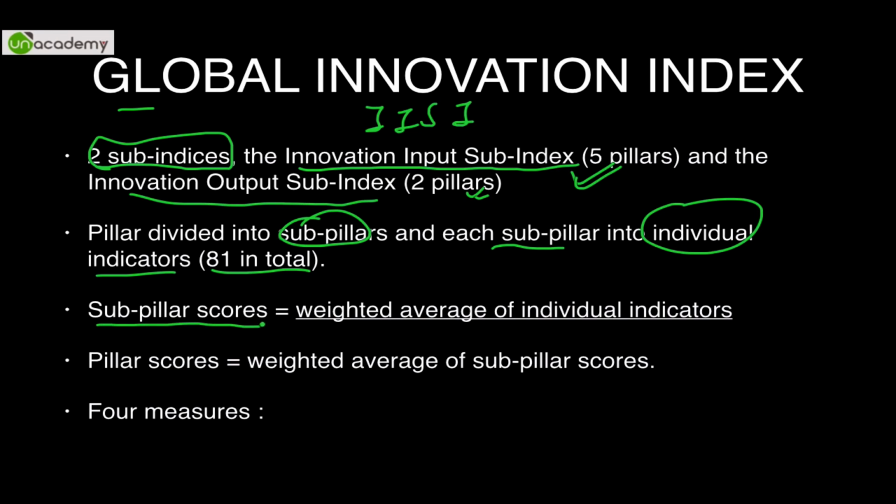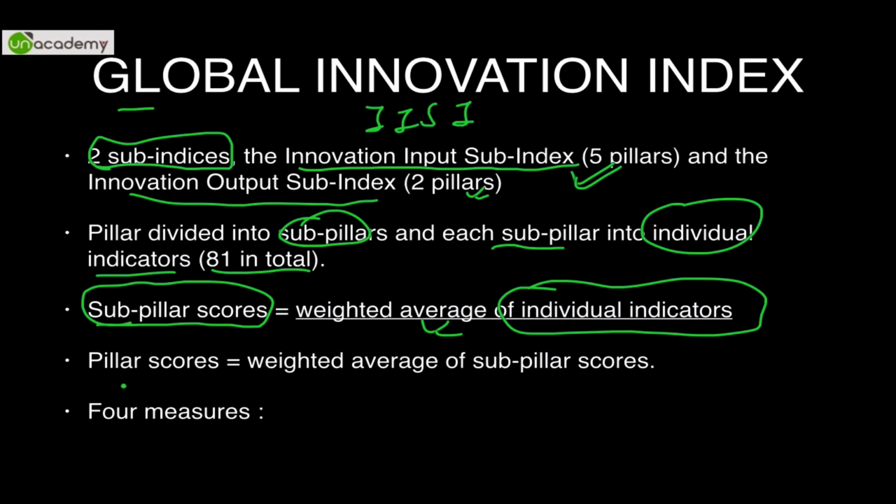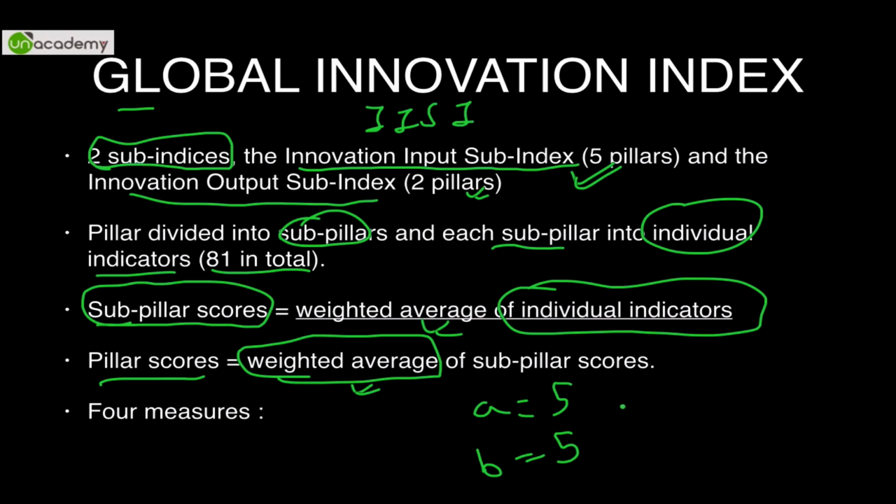Now, sub-pillar scores are the weighted average of individual indicators. Okay, I'll tell you what these pillars and sub-pillars are. Now, pillar scores are weighted. Weighted means one of them can be given more weight, like in average calculation. So, for example, if A is 5 and B is 5, then their mean need not be 5 if A is given more weight than B. Okay, just remember this.